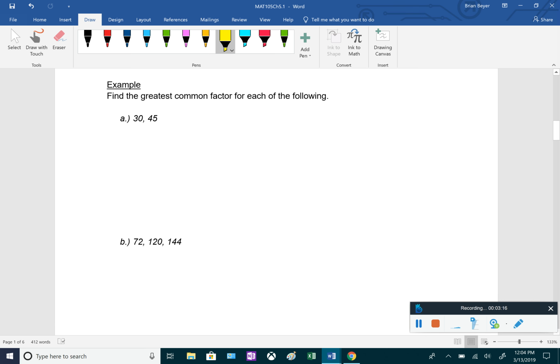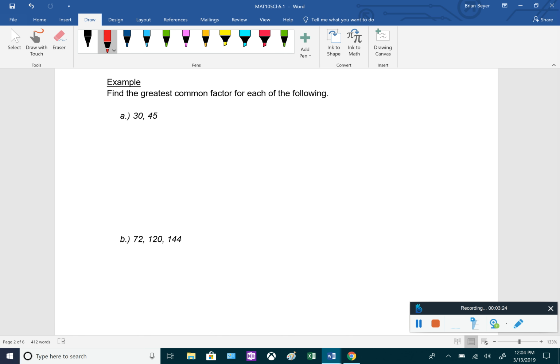Let's do some examples to see what I mean here. Let's find the GCF, the greatest common factor, for 30 and 45. On the side, I'm going to list out 30 in prime factored form, and then I'll list out 45 in prime factored form. We already did 45. We said that was 3 times 3 times 5. If we did the same thing for 30, we would see that 30 equals 2 times 3 times 5.